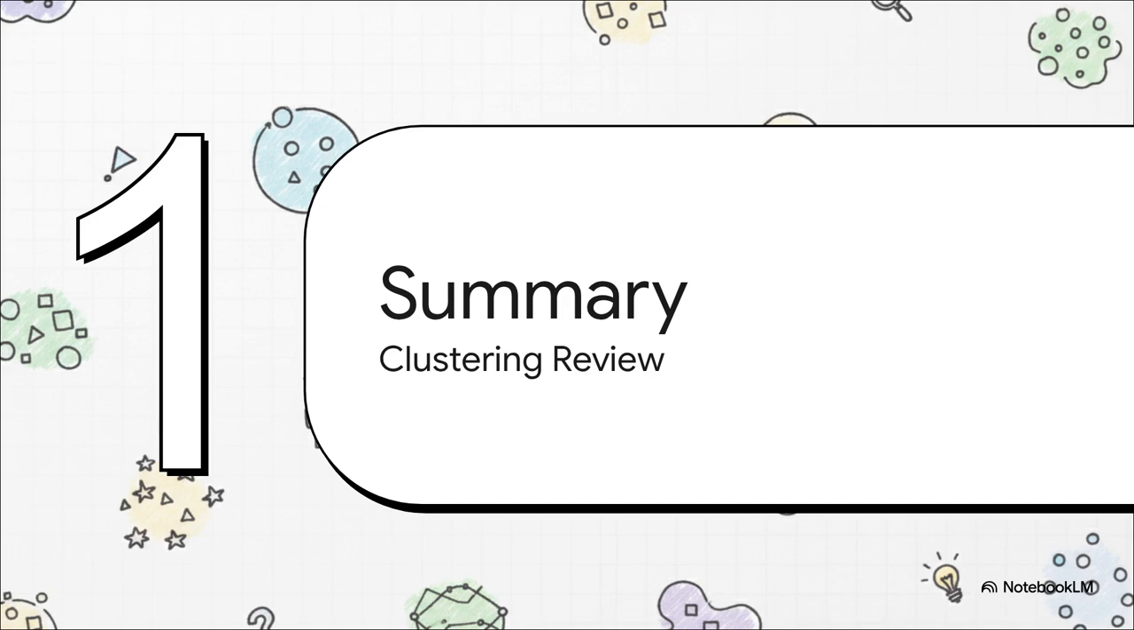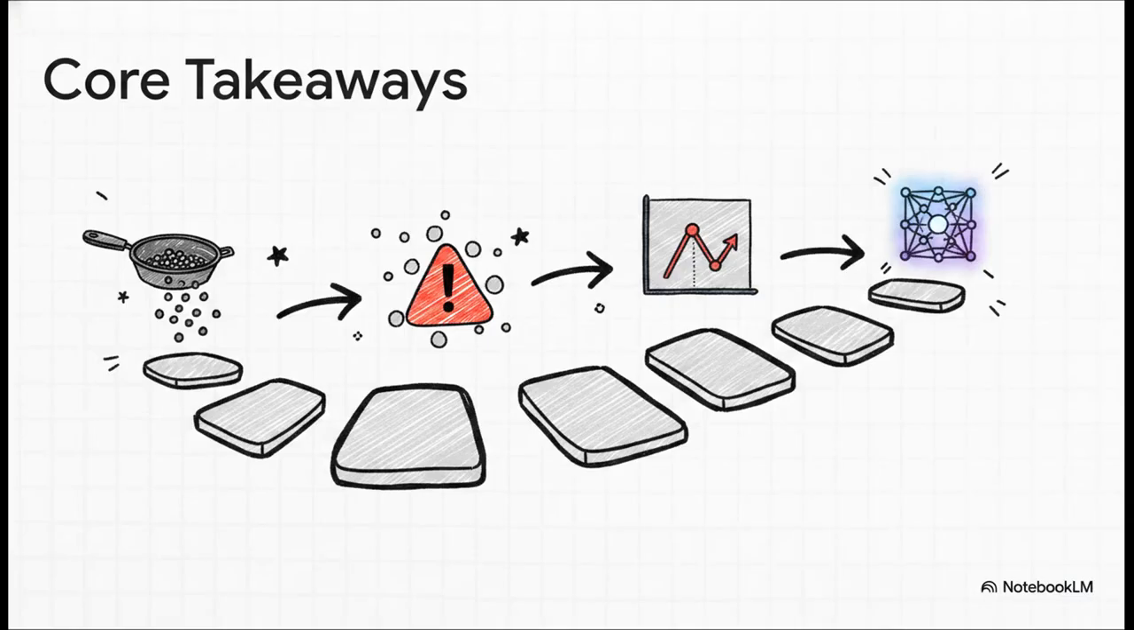All right, let's wrap this up. Summary, clustering review. Let's quickly recap our core takeaways. First, data prep is non-negotiable. You've got to scale your data using z-scores or quantiles. Second, k-means is a really popular, fast algorithm, but it heavily struggles with outliers and high dimensions. Third, you can visually find your optimal k using the elbow method. And finally, when manual feature combinations fail you, deep neural network embeddings step in to automate complex similarity measures.